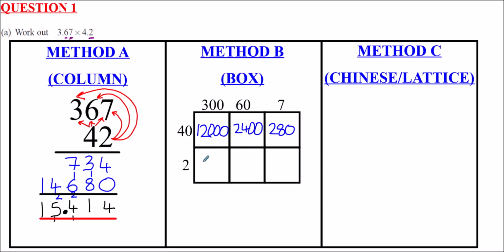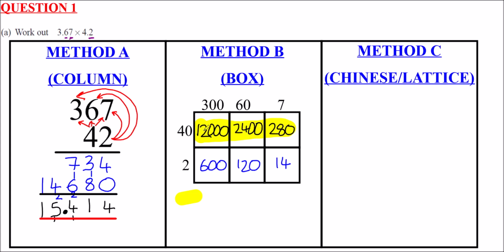Next line, 300 times 2 gives 600. 2 times 60 is 120. 2 times 7 finally is 14. We now add up these numbers in any order we want to. So I don't particularly like this method because it's quite a bit of adding up at the end. But anyway, if I add up these first, that gives me, well, 2,680 of these 2 together.